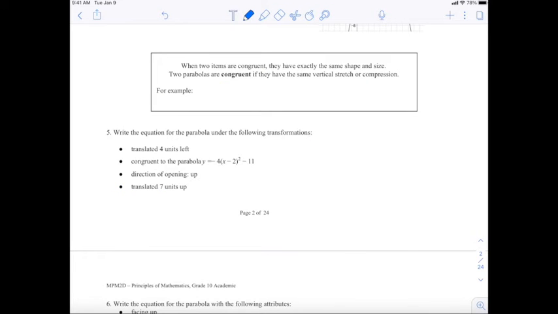Okay, so when two items are congruent, they have exactly the same shape and size. So, for example, if I take a parent function, y equals x squared, and I just shift it left and right and up and down, not actually changing the size. So two parabolas are congruent if they have the same vertical stretch or compression. So in other words, magnitude of a. So for example, if I have y equals 2x squared and y equals 2(x minus 1) squared, these are the same shape. Just one is translated to the right by 1 unit.